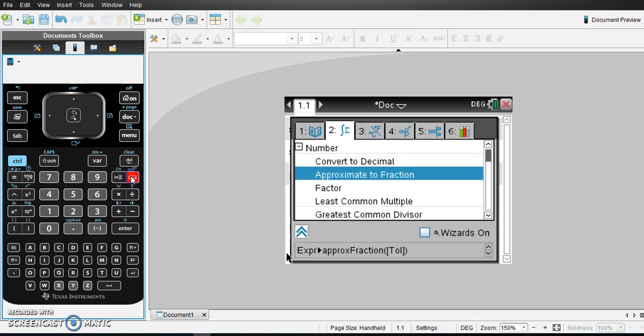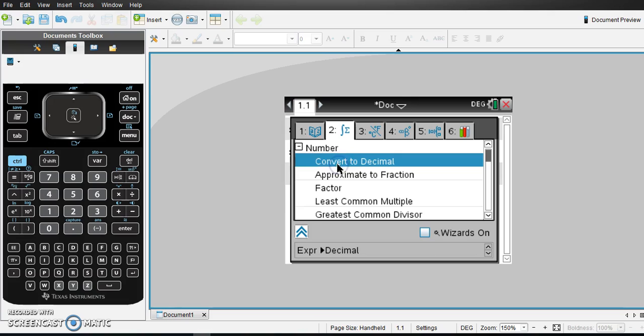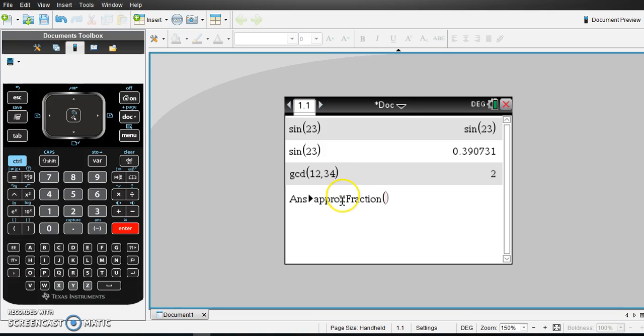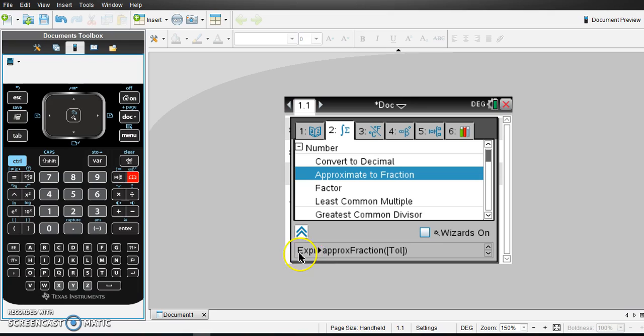So finishing off our section then on number, we looked at convert to decimal last time. But approximate to fraction is not something we've looked at so far, so I'd like to just have a look at that quickly. You'll notice that here it says that we need some kind of expression, so that's the thing that we want to approximate, then an arrow, then this approx fraction which it puts in for us, and then this tol, which is a tolerance. So that's plus or minus that amount.